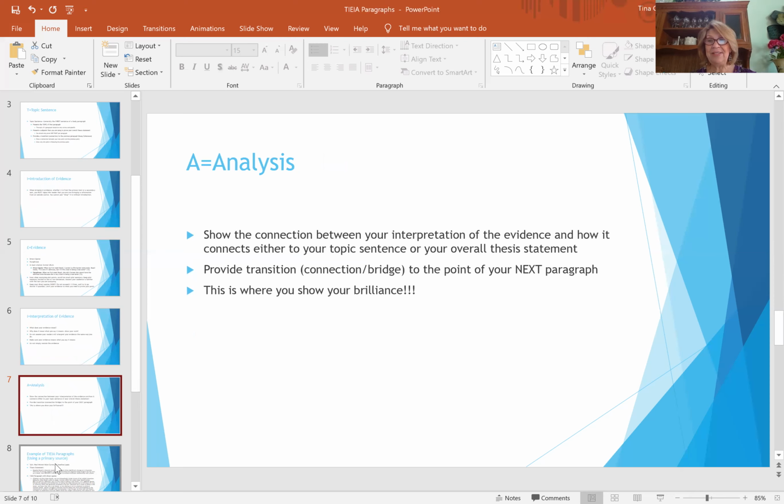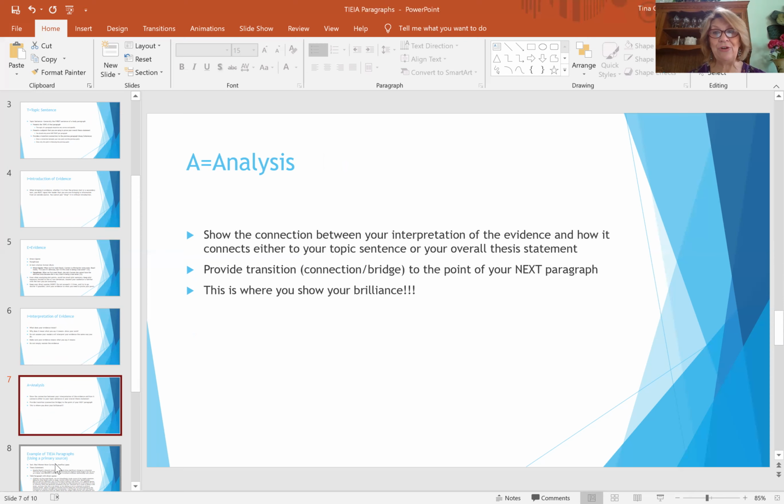Now, analysis. Many times interpretation and analysis are used synonymously. But in this case, I'm separating them out. Interpretation is what your quote means. Analysis is using that interpretation to prove or connect to your thesis statement or your subpoint. This is where the guts of your essay is. This is where you're going to be proving your brilliance.